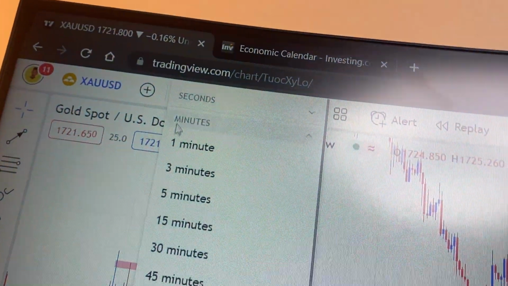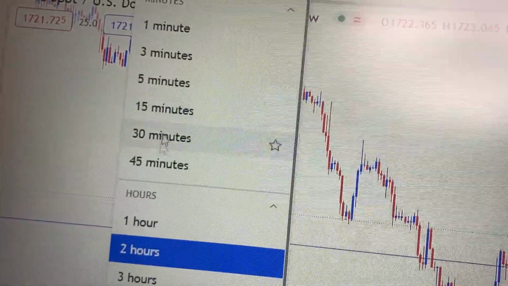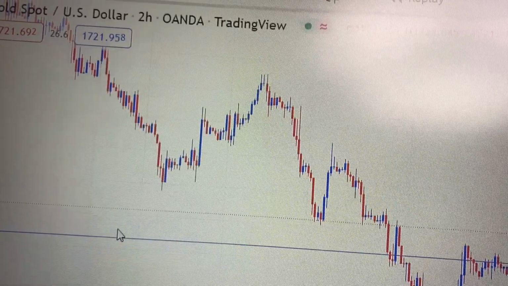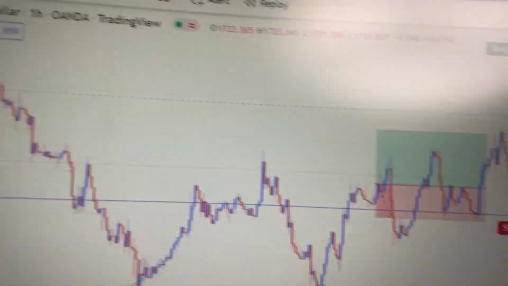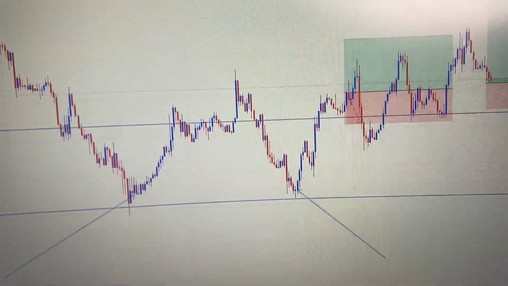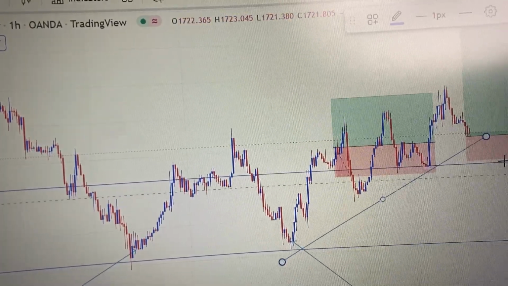We can go to the hourly time frame. Oh, sorry, that's the 2 hours. I've never analyzed on the 2 hours. I actually count hourly, and this is how we look on the hourly. We can go ahead and draw a trend line, just a little one here. There we go.